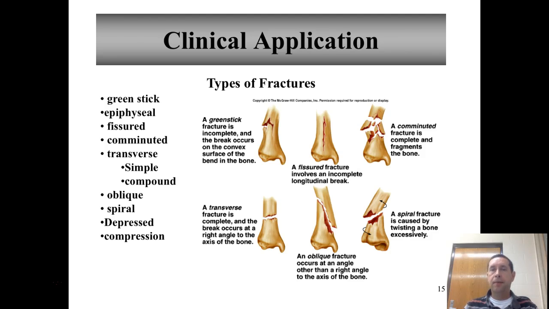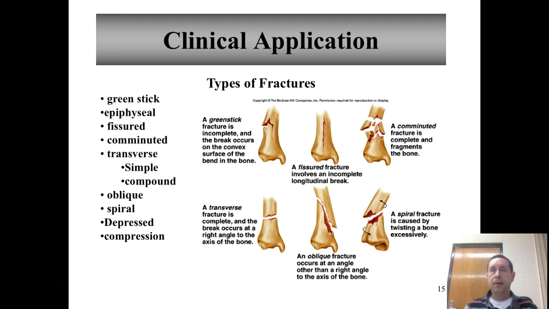Another kind of common fracture that we see in children, much more serious, is an epiphyseal fracture, or fracture of the growth plate. This has to be treated in a very specific way so that the growth plate doesn't close up in the healing process. A fissured fracture is a longitudinal incomplete crack in the bone. You can see that in the picture there.